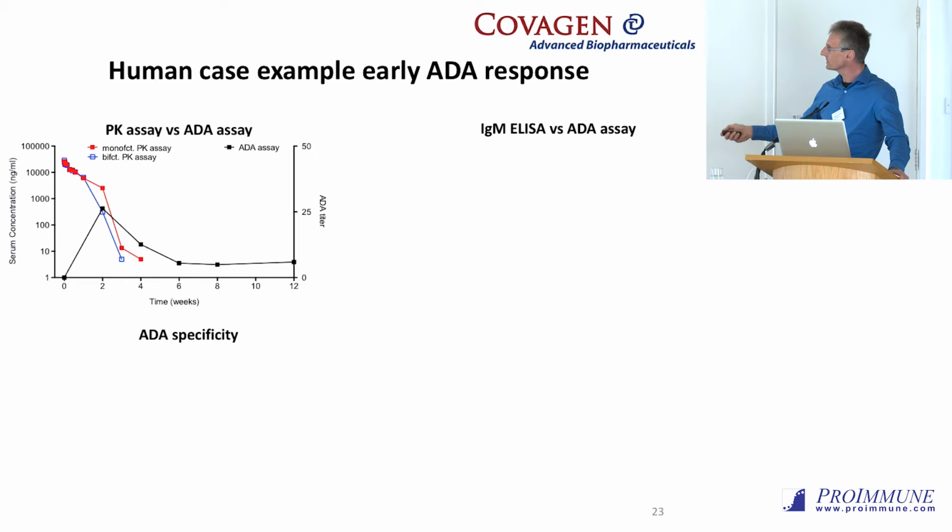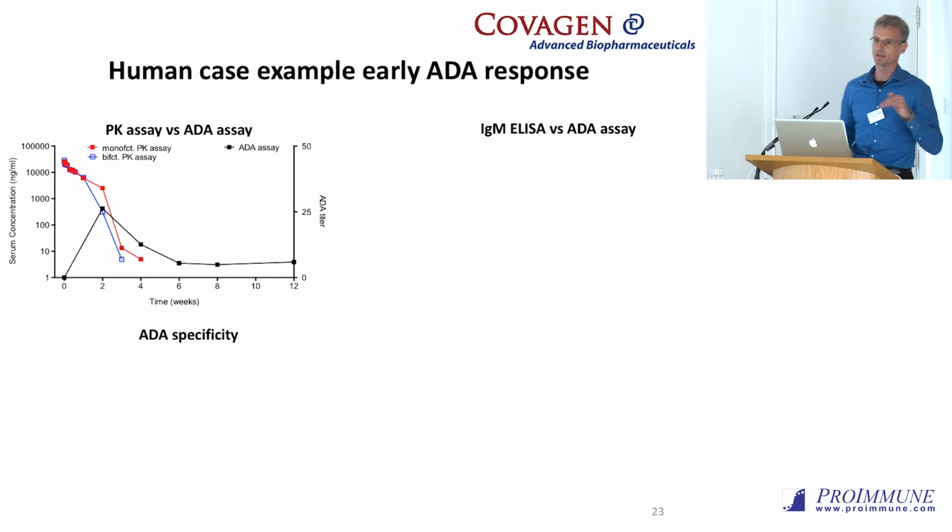So again, for the first 10 days, it looks as expected. But by week 2, there's a drop in PK. And at the same time, the classical ADA assay shows you a signal. And again, the titer is not that high. And what's interesting is that actually it goes down over time. It's still confirmed positive, but the titer is at the edge of detectability.